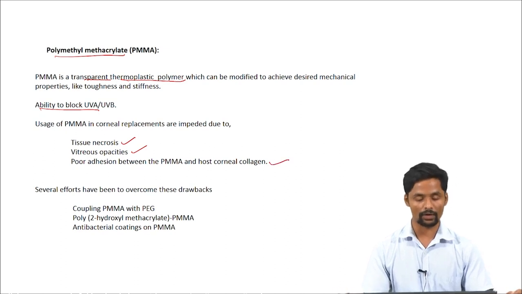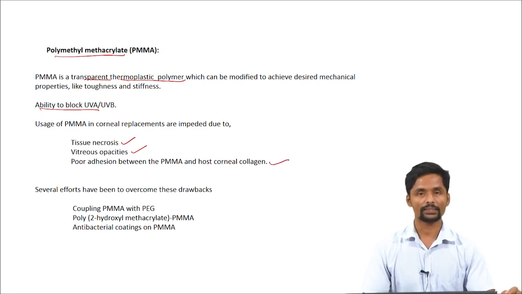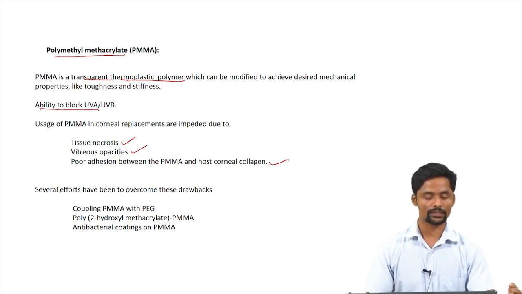host corneal collagen. Vitreous fluid contains 98% water and 2% hyaluronic acid. What happens is tiny clots form in the eyeball and move along with the eyeball movement, and that hinders vision. That is known as vitreous opacities.